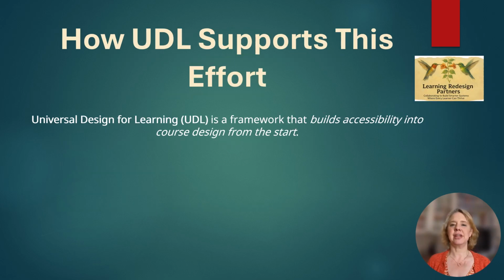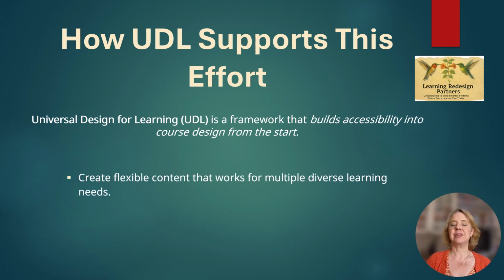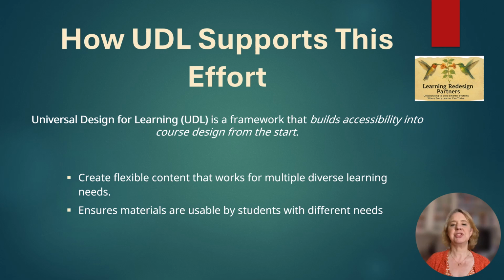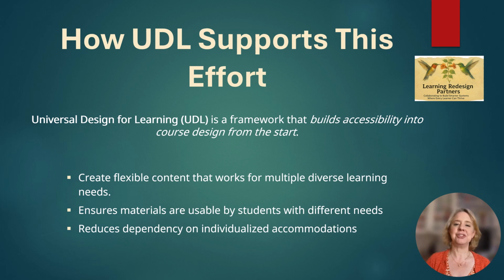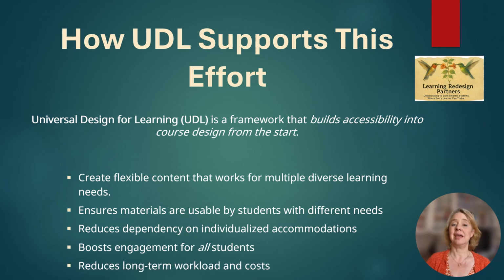Universal Design for Learning is a framework that builds accessibility into course design from the start. It allows you to create flexible content that works for multiple diverse learning needs. It ensures that materials are usable by students with different needs. It reduces dependency on individualized accommodations. It boosts engagement for all students. And believe it or not, it reduces long-term workload and costs.